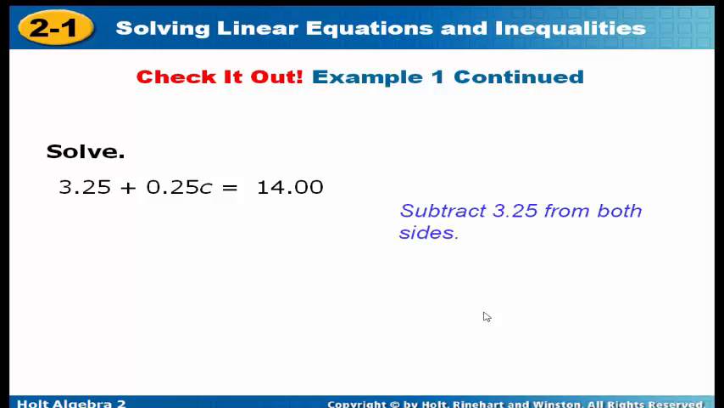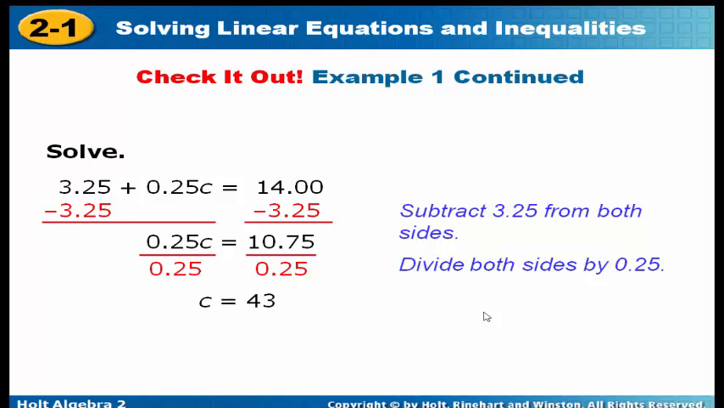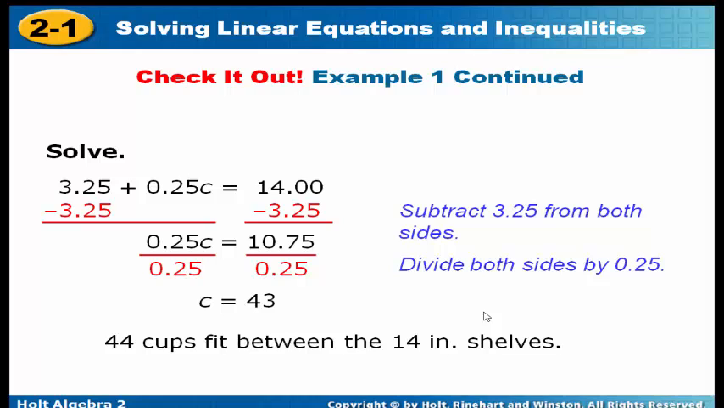Subtract 3.25 from both sides. So 0.25C equals 14 minus 3.25, which equals 10.75. Now divide both sides by 0.25. So C equals 10.75 divided by 0.25, which equals 43. So now 44 cups fit between the 14 inch shelves.